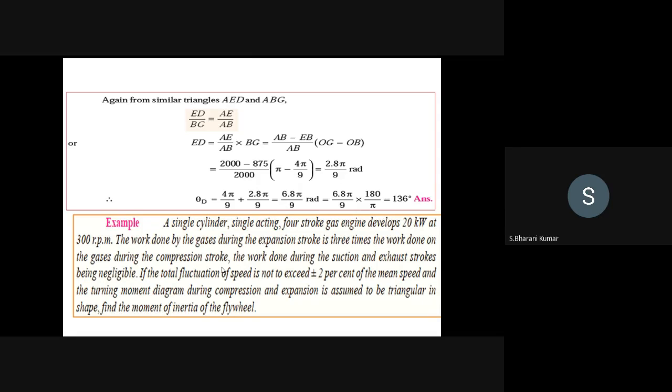compression stroke. This is one line. And work done during the suction and exhaust stroke is negligible. Suction and exhaust stroke negligible, they have said. And then total fluctuation of speed, this thing remains. Plus or minus 2%, we can take 4%, no problem. And the turning moment diagram during compression and expansion is assumed to be triangle in shape.